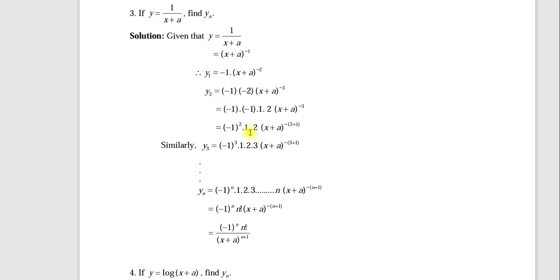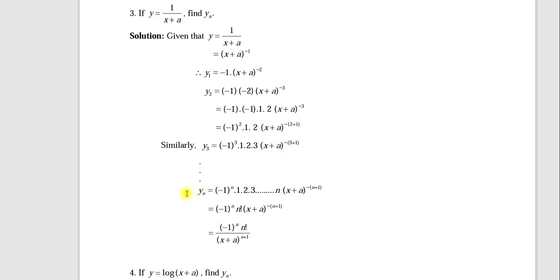In case of y2 it is 1 into 2, and in case of y3 it is 1 into 2 into 3. So in case of yn obviously it will be 1 into 2 into 3 into dot dot dot to n. And lastly, about this part (x + a) to the power minus 3 plus 1, in case of yn it will be minus of n plus 1, because for y3 here we had 3, for y2 here we had 2. So basically that's our answer.